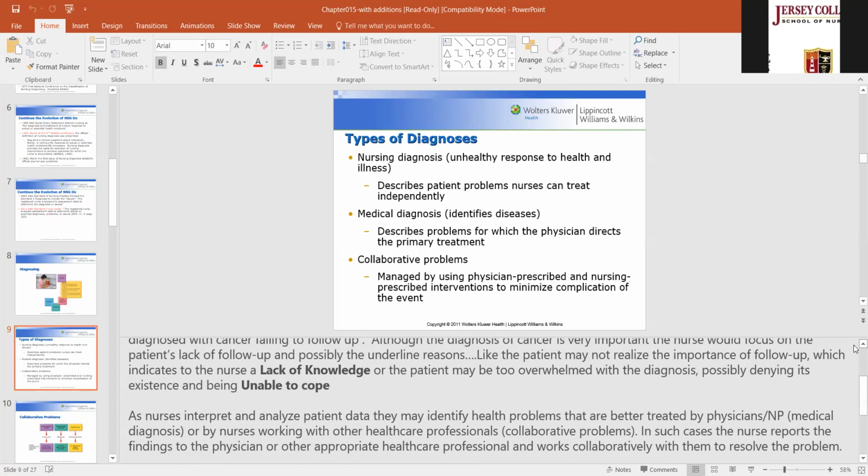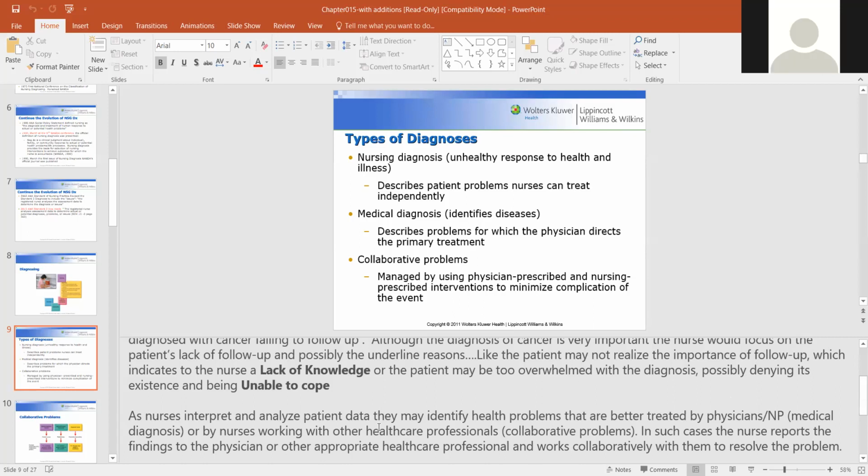Maybe they lack that education. Maybe they have some sort of fear. Maybe they just are in denial. Whatever the reason is, we hopefully can get to the bottom of that problem and help the patient out. As we interpret and analyze that patient data and identify those health problems, okay, with the other healthcare physicians, we're now working collaboratively. And then we report the finding to the physician or the other healthcare, and they work with us to help resolve the problem.